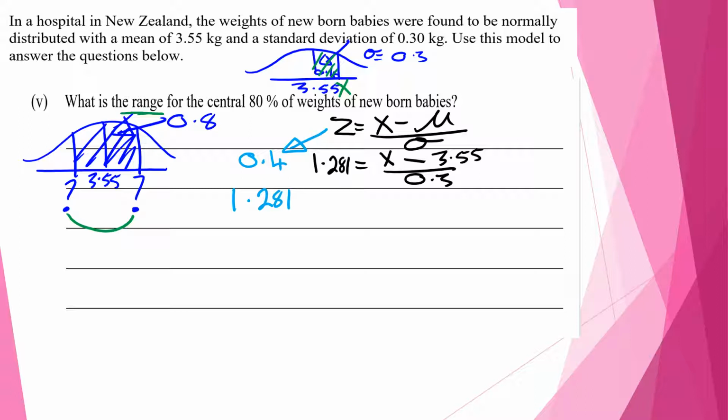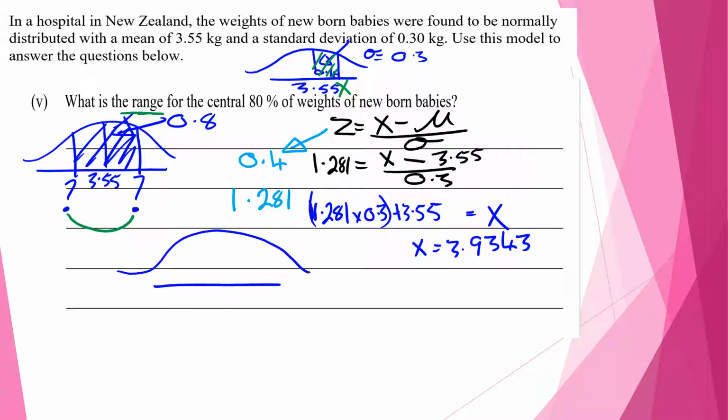1.281, and from this point we are, as we did before, calculating the x value by using some basic algebra. I'll just write down what we're doing. I'll put the x value on this side. We are rearranging this so that we can figure out the value that we are looking at for x. When you do that, you get an x calculation of 3.9343.